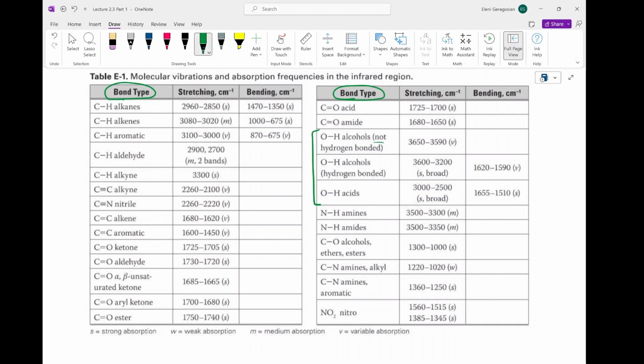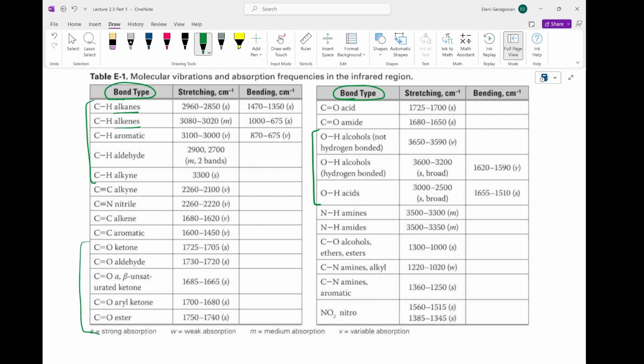Knowing the difference between these, not hydrogen bonded and acids, isn't needed at this time in our class. So you can look through this wide region here. We have carbon to hydrogen bonds. That's where we start in the table. But notice alkane, so all single bonds, alkene, double bonds, aromatic, we don't know what that means yet, or aldehyde, so you can ignore what those words mean, just include the ranges here. And alkyne, triple bonds, have slightly different areas that they would show up.